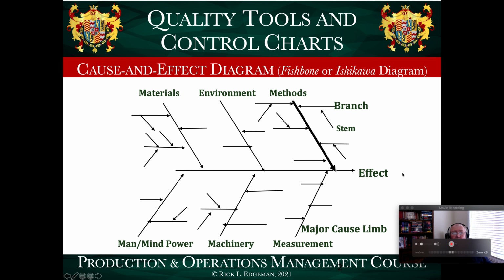The effect is ordinarily one of two things. It is either a problem or a challenge that we want to be able to solve or conquer, or it might be an opportunity that we would like to be able to get in on. And so whether it's a problem or whether it's an opportunity, that's the effect. Ordinarily speaking, we try to state that in the positive.